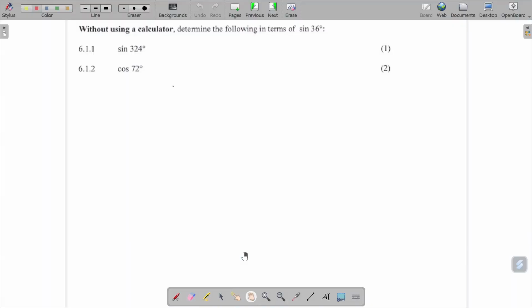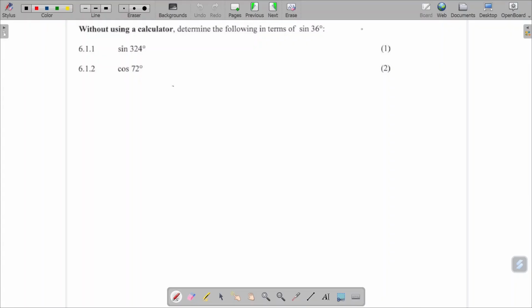Now here is quite a friendly little question. Again, asking you to do something in terms of sine of 36. We do not know what the size of sine 36 is. Very often they say to you, for example, let sine of 36 equal k, find the values in terms of k. That's another way of asking this question. They didn't in this particular case, but that's another way of asking it.